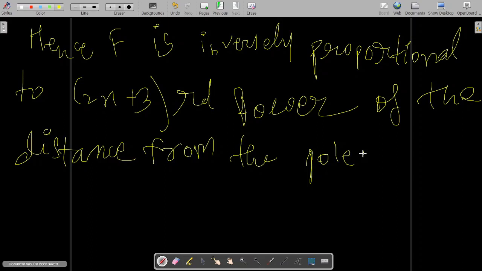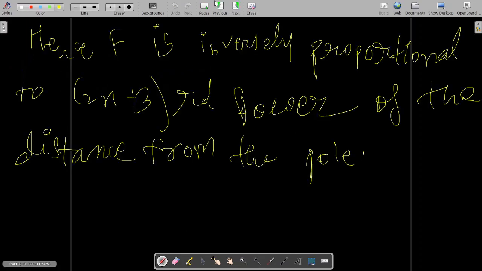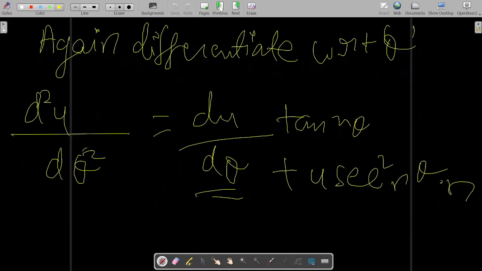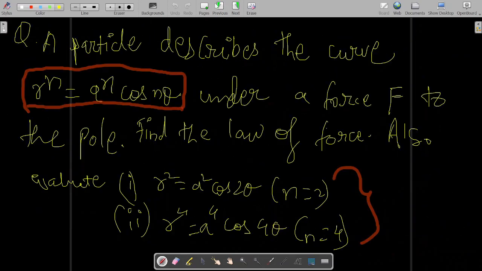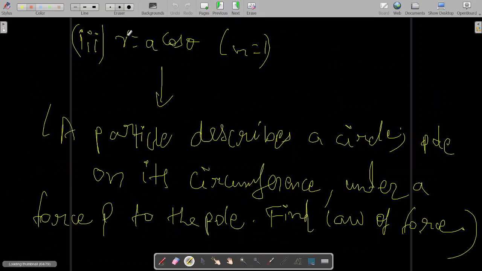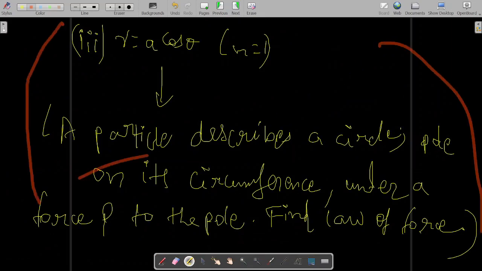Now clearly, you also have to evaluate the law of force for r square is equal to a square cos 2θ, for n equal to 2. So when you put n equal to 2 over here, you will get the corresponding term. So I give you this part as homework. Also evaluate this particular part, this complete part, is your homework.